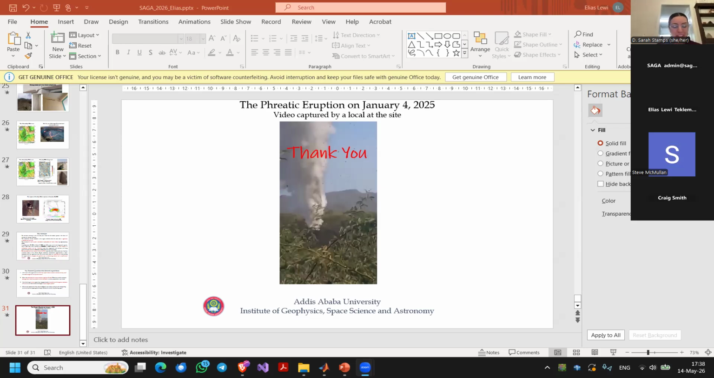I was wondering if anyone has connected if the stress changes from the dyke intrusion have triggered the subsequent eruption that happened. Has anybody done that stress modeling that you're aware of?